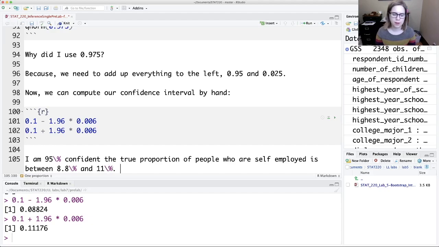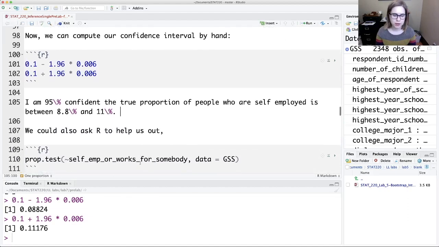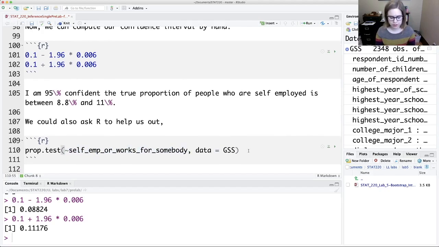So I'm just rounding. I'm not picky about rounding. We could also ask R to help us out. So we could use this prop.test function if we wanted to. And prop.test uses the same formula syntax. You do a tilde and then the variable, and then data is equal to, and then in this case, GSS.